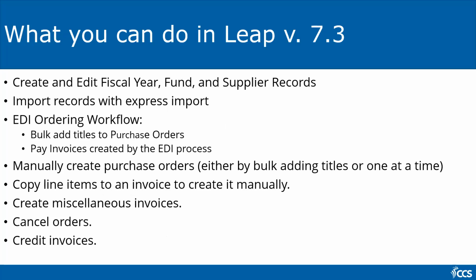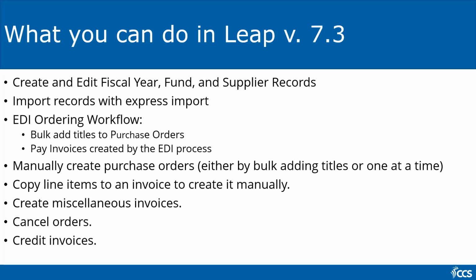So in the previous sessions, I reviewed a similar slide listing what you can and cannot do in LEAP. So I've updated it for 7.3 so you can get an idea of how Innovative is progressing with their upgrades. If you attended the previous acquisition sessions, this will be familiar to you already. So at this point, fiscal year, fund, and supplier records can be created and edited. You can import the on-order records with MARC import using Express Import, but not full import. So this means that you cannot alter most of the settings of the import profile before importing the file. So you can just update the display and pack settings and the record set settings.